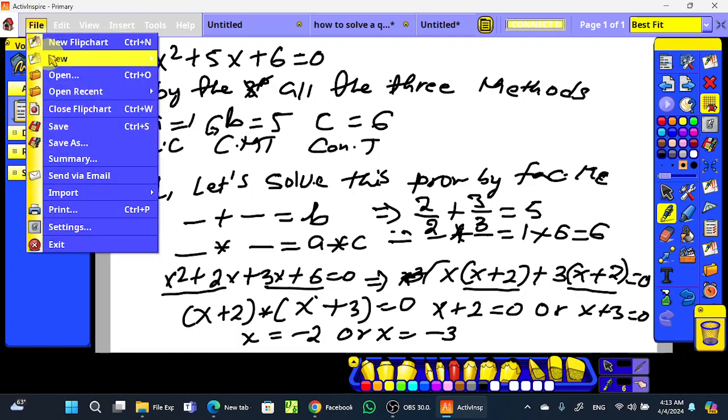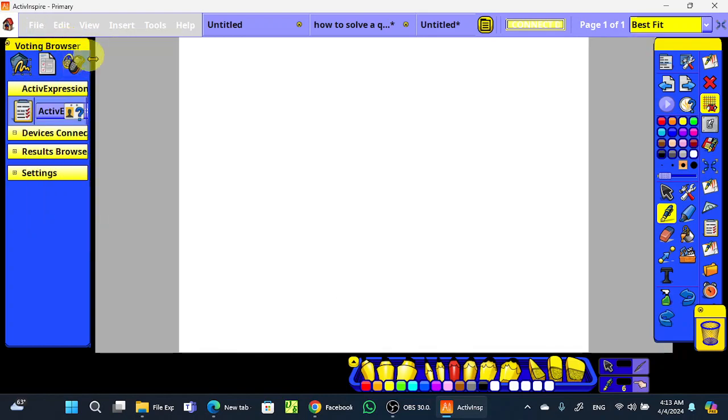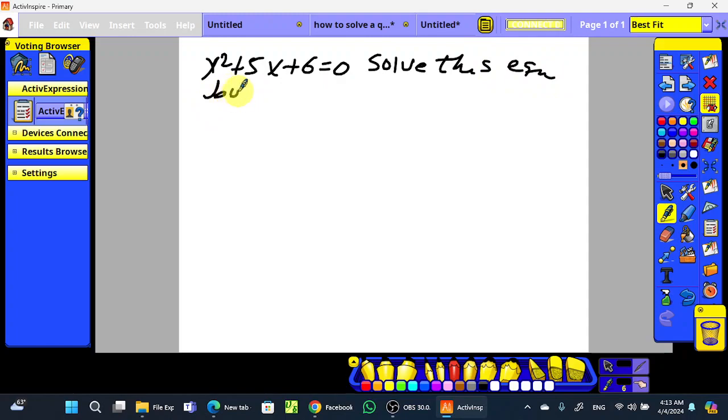So let's continue working the other methods with the same problem. Okay, x squared plus 5x plus 6 is equal to 0. Solve this equation by using the quadratic formula.